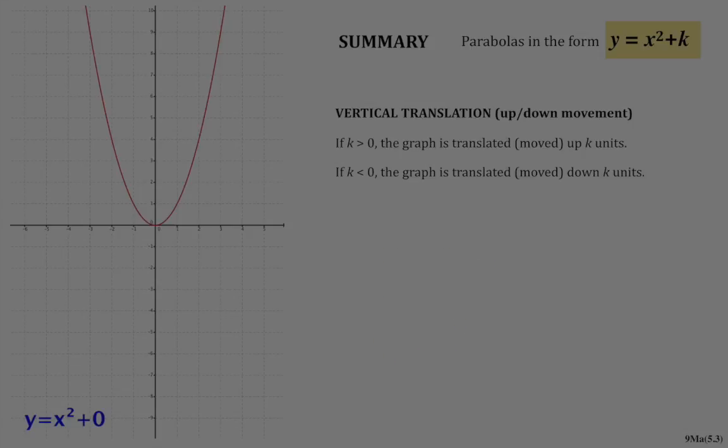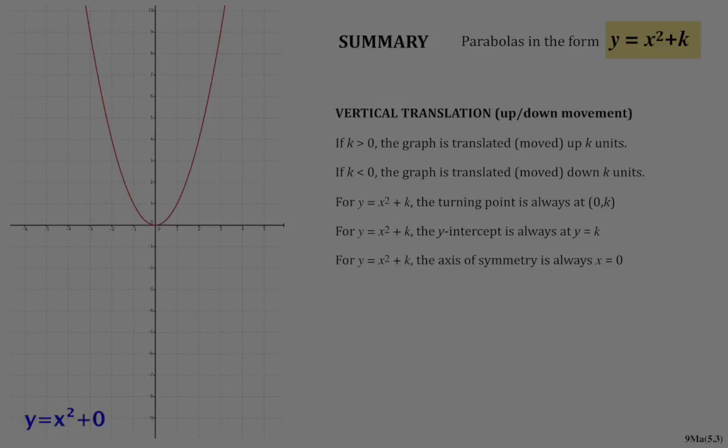So when it's negative, the graph gets pushed down. When it's positive, the graph gets pushed up. The turning point will always be moved up or down depending on the value of k. So the turning point will always be at (0, k), where k is how far up or down the graph moved. It's always going to cross the y-axis at k as well. And the axis of symmetry will always be the vertical line going through x equals 0. So let's have a look at our video.